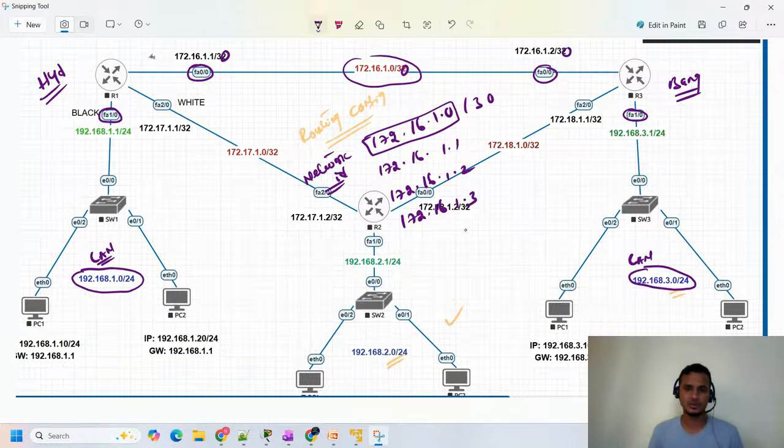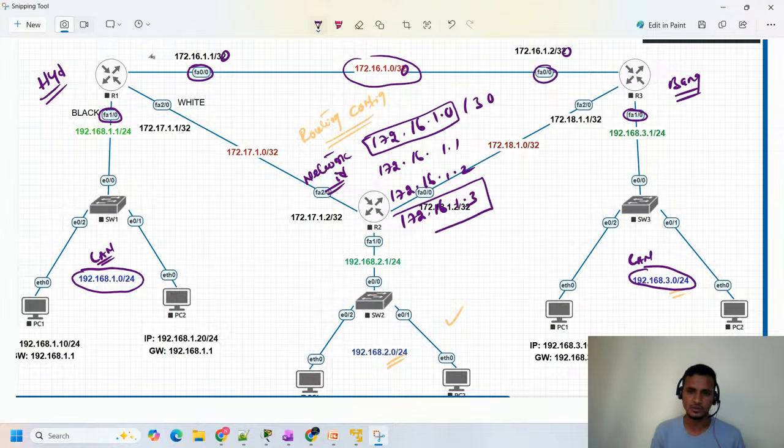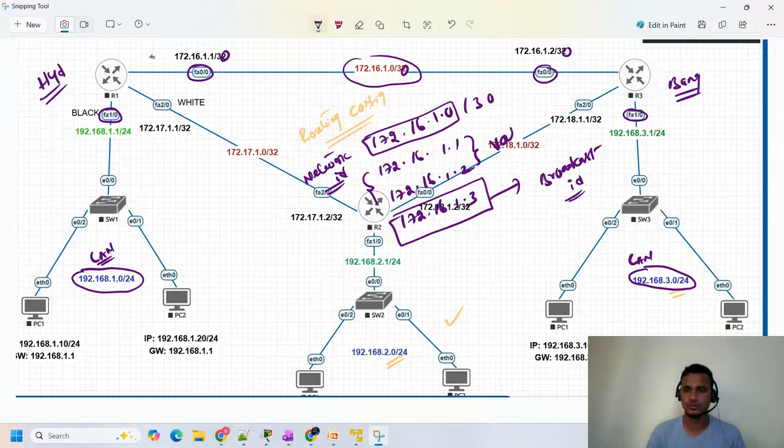Likewise, the last IP address becomes your broadcast address. This is your broadcast ID or the broadcast address. So this is also not routable. So here we have only two valid IP addresses, and these IP addresses we are going to configure here, like 172.16.1.1 towards Hyderabad, and the 1.2 is going to be configured on the other side, right? So this is the lab we are going to perform.